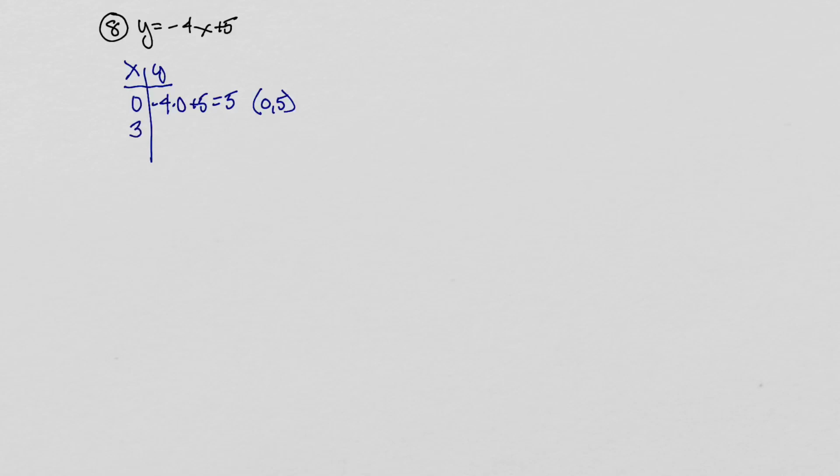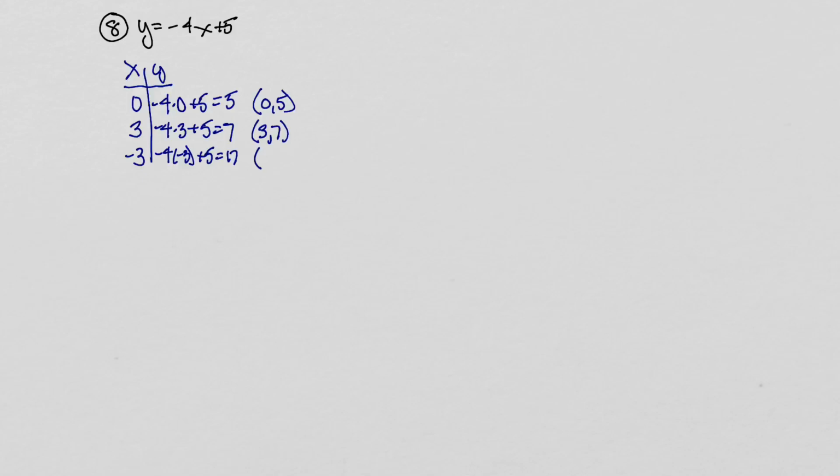Let's go out to 3 again. So we'll get negative 4 times 3 plus 5. Negative 12 plus 5 is negative 7. So that'll give us (3, -7). And then how about negative 3? Well, this will give us negative 4 times negative 3 plus 5, which is 12 plus 5. That's 17. That's going to be off of our coordinate system.